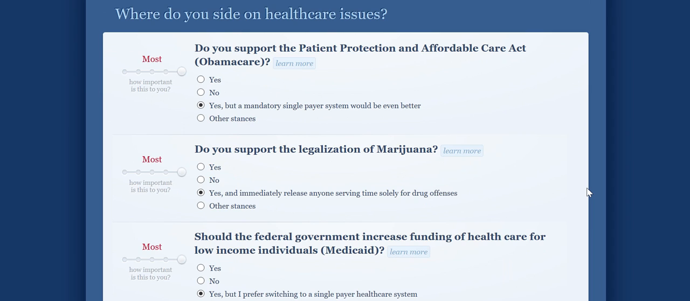Healthcare issues. Do you support the Patient Protection and Affordable Care Act? I put yes, but a mandatory single-payer system would be better.